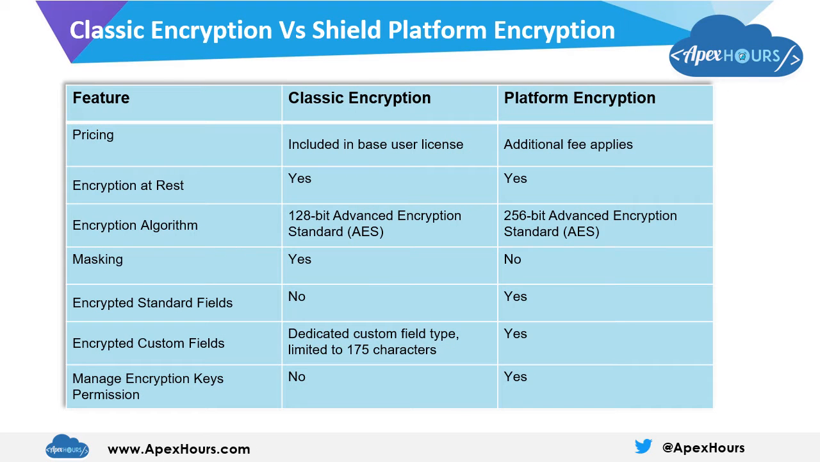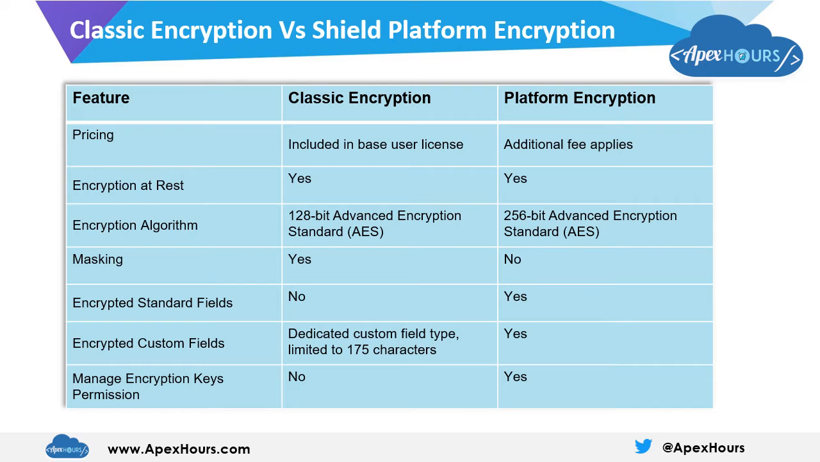Our discussion topic is Shield Platform Encryption, but Salesforce offers two ways to encrypt data. The first one is classic encryption and the second one is Shield Platform Encryption. Let us see the difference between these two. In pricing terms, the classic encryption is included in the base user license. For platform encryption, additional fees apply. Both are for encrypting data at rest. The encryption algorithm is 128-bit AES for classic and 256-bit AES for platform encryption.